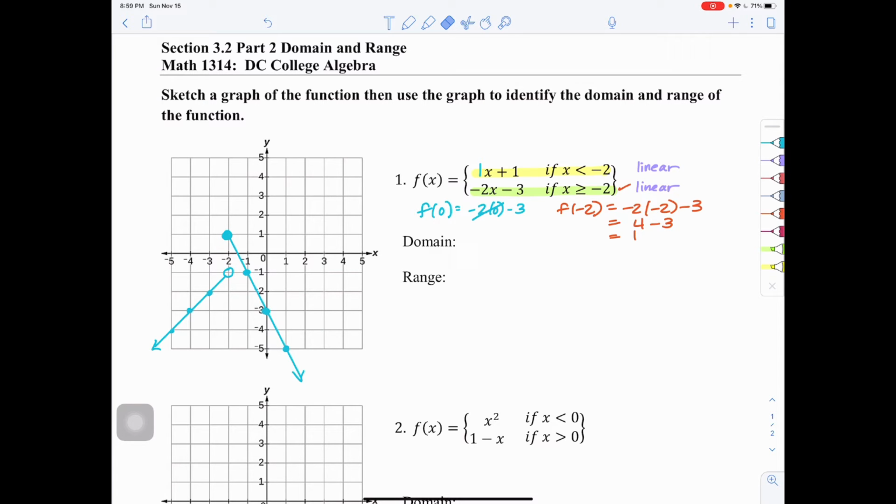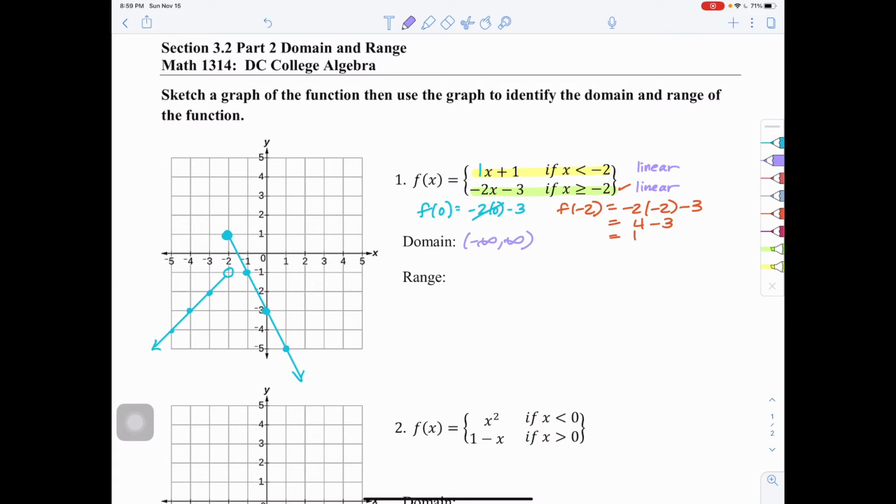So now let's go to the domain and range. And again, there's many different ways you can do this. So our domain, look at that, all real numbers, even -2, because it's solid here and open here. So -2 is still part of that domain. So our domain is all reals.